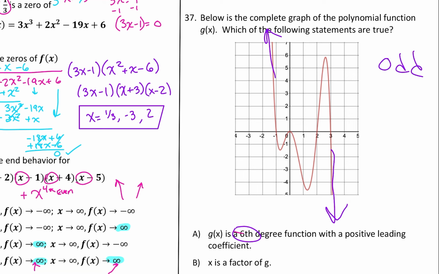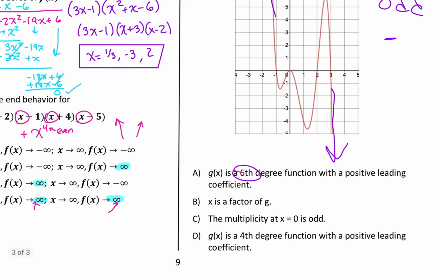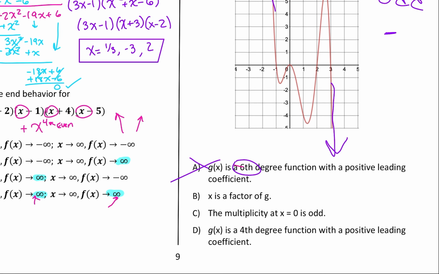It's an odd function because they're going different directions, and it's a negative function because it's going down on the right. So it can't be A because that's positive and even. Same thing with D. D is even and positive. It can't be that. So look at our last two answers.